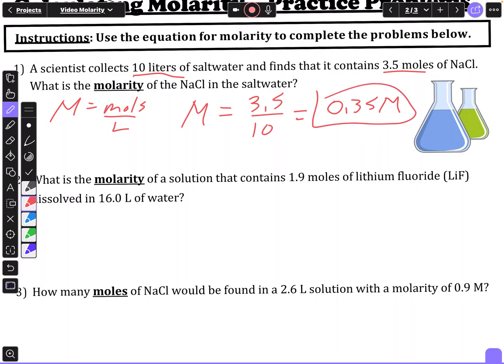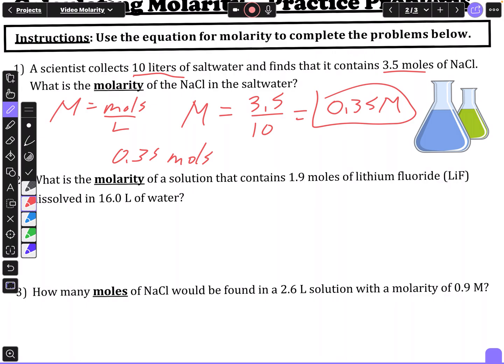And what that says is I have 0.35 moles of NaCl. If I was going to actually make this solution, I would weigh out 3.5 moles of NaCl. So I would multiply by the molar mass to get my grams of NaCl. I would weigh out that amount on a balance, put it in a container, and then fill it up with water to the 1 liter mark, and I would have a 0.35 molar solution.